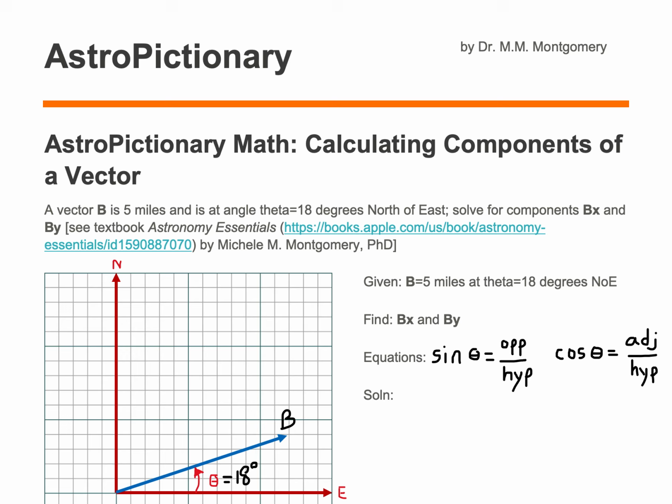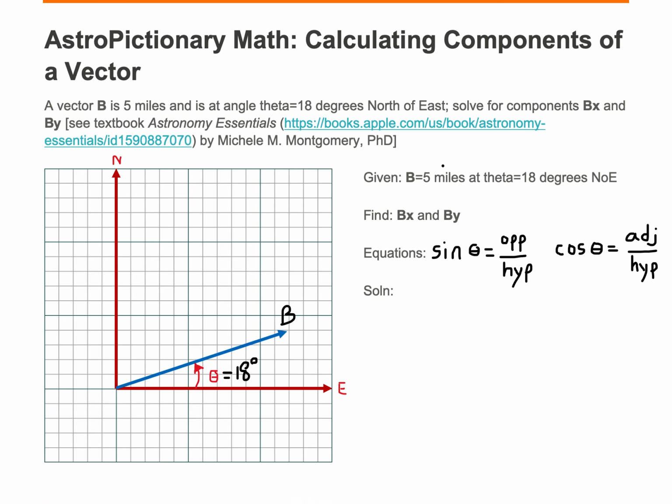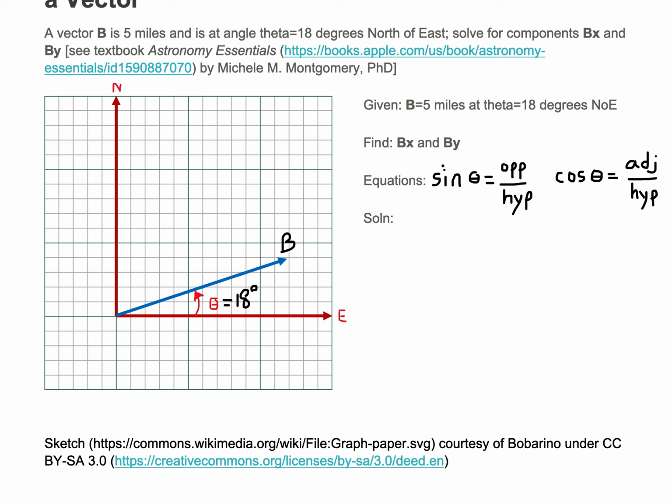AstroPictionary math, calculating components of a vector. A vector B is 5 miles and is at an angle of theta equal to 18 degrees north of east. Solve for components bx and by. Let's take a look at this vector B. Vector B is at an angle of 18 degrees in the northward direction from east.